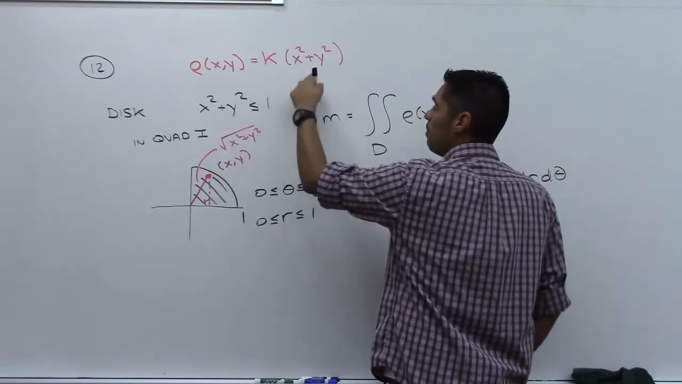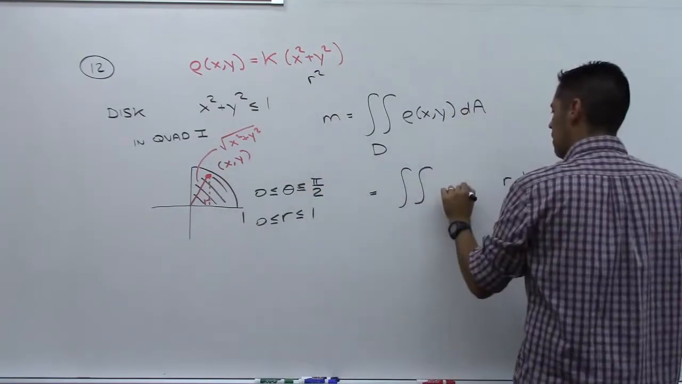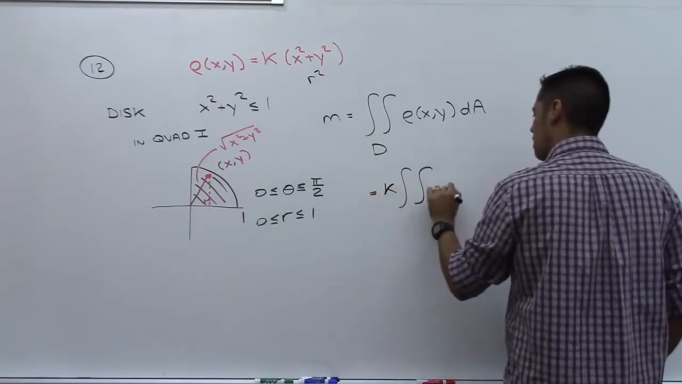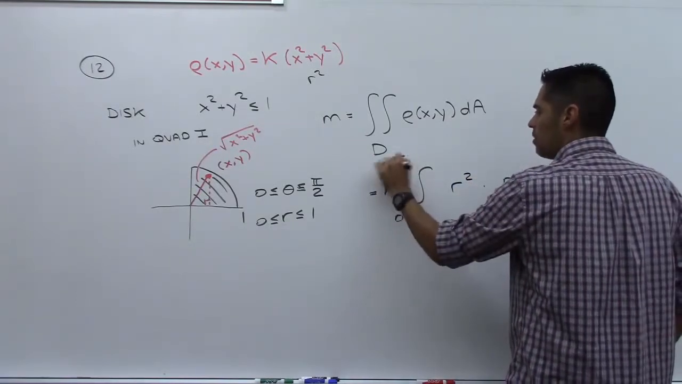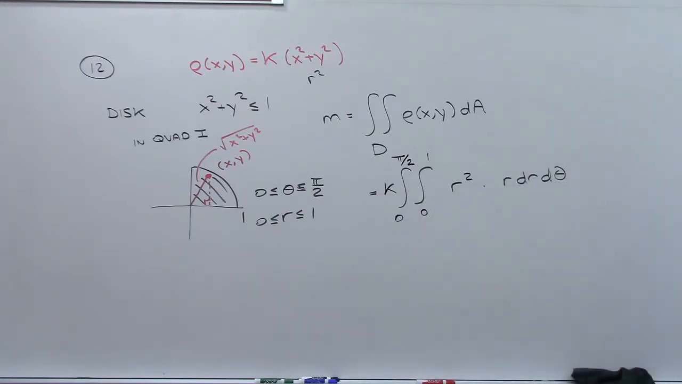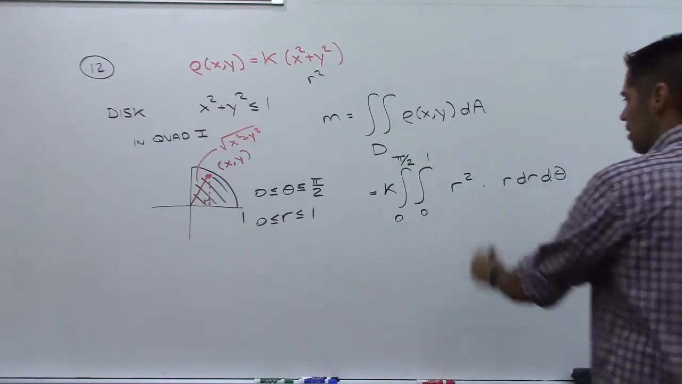And I'm going to integrate the density function, but switched over to polar. So when I switch this to polar, x squared plus y squared, remember, is r squared. So this is just going to become k r squared. I'll put the k on the outside, r squared. And my limits of integration are 0 to pi over 2 and 0 to 1. So that's the double integral I need to do to find the mass of that lamina. Then I'll go on and find the center of mass. So this is r cubed.